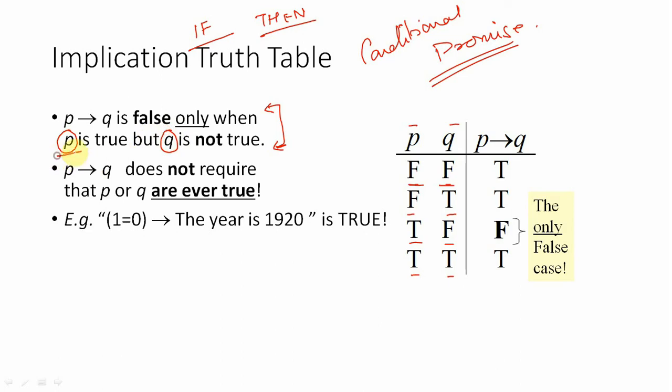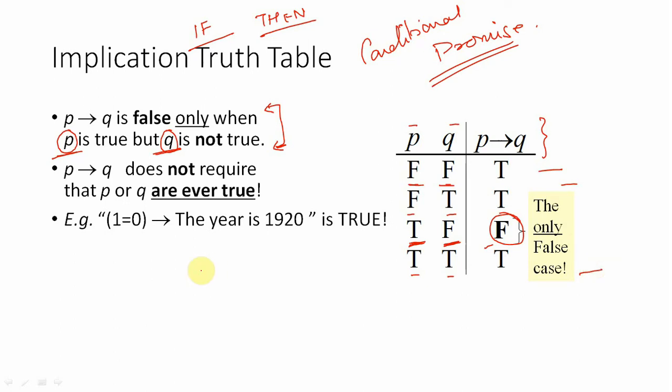If the vaccine is developed but the schools are not opened, right? So you can see over here, when the premise is true but the conclusion is false, that is the only case where this implication is false. Otherwise, in all the three other cases, the implication is true, right?